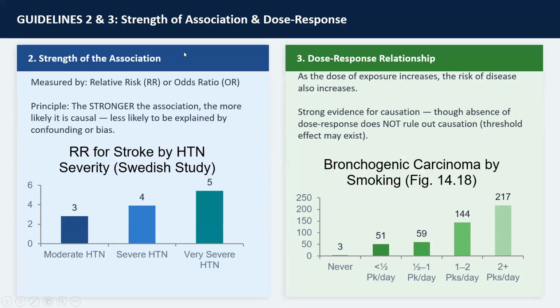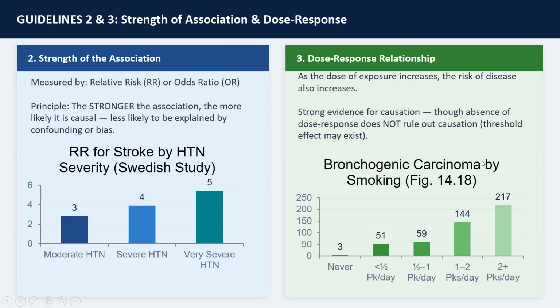Next is strength of association, measured by relative risk or the odds ratio. The stronger the association, the more likely it is causal, and less likely to be explained by confounding or other bias. Dose response relationship: as the dose of exposure increases, the risk of disease also increases. This is strong evidence for causation, though absence of dose response does not rule out causation.